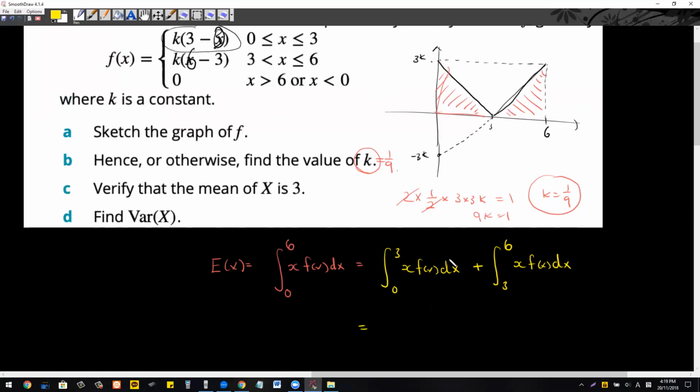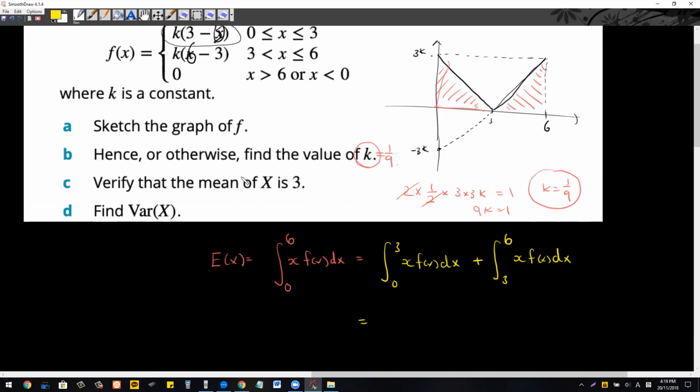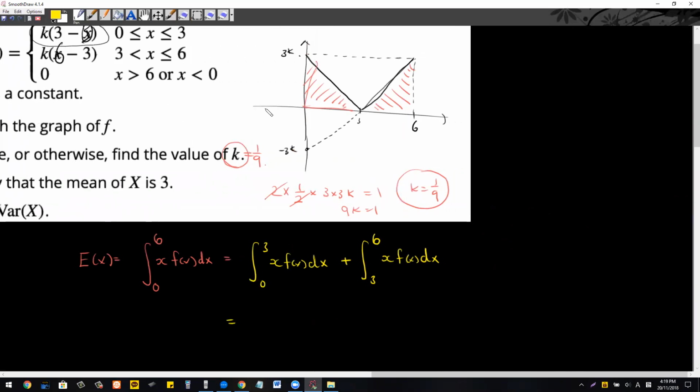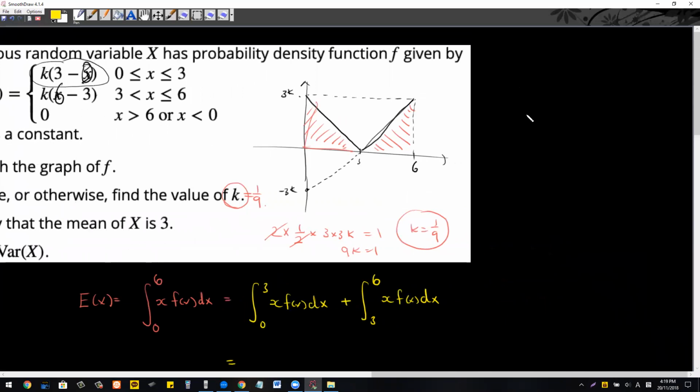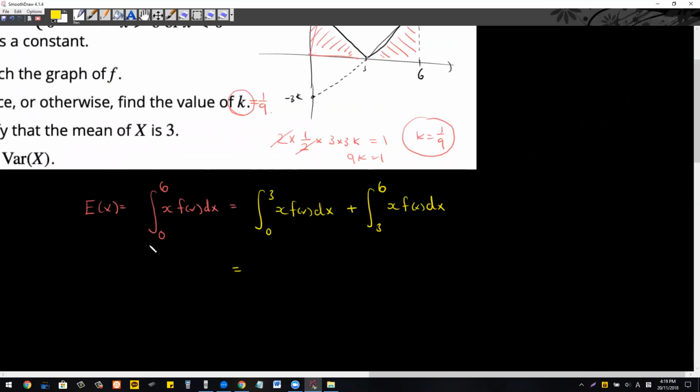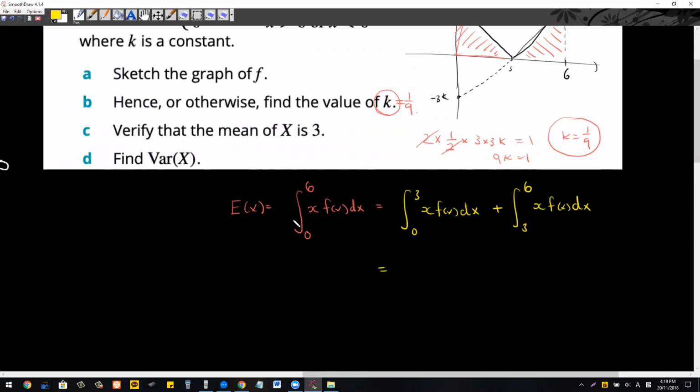But I think in integration, this is 0 to 3 and 3 to 6, a completely separate domain, so you cannot double it. Okay. So I'll show you the reason why. For example, there are a few reasons why you cannot double it. The reason is because there is this extra term here.